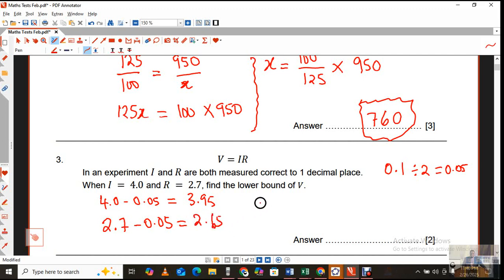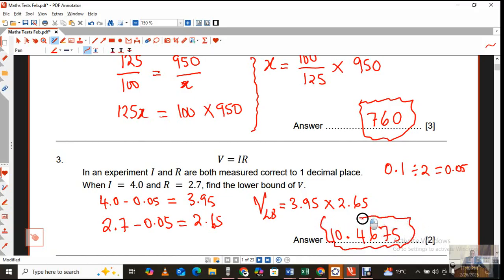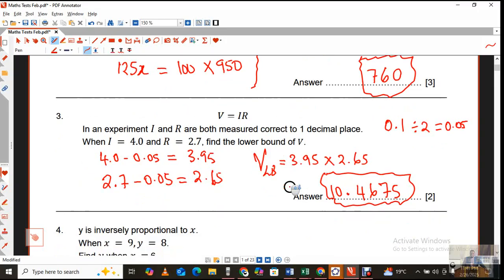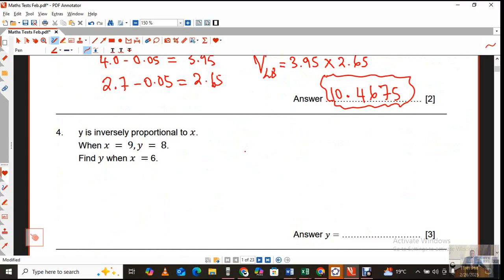So you're just going to say the volume lower bound will be the lower bounds multiplied by each other. What is important is that you should not round this answer. If I write this as a decimal, I have to write out everything: 10.4675. Otherwise you can also write the answer as a fraction or as a mixed number, but the moment you write it as a decimal, you are supposed to write down the full calculator display. You may not round questions on limits of accuracy. Right, question 4 deals with proportion.